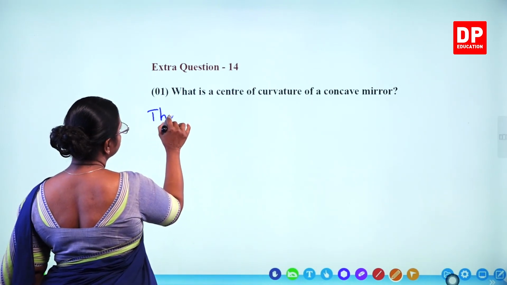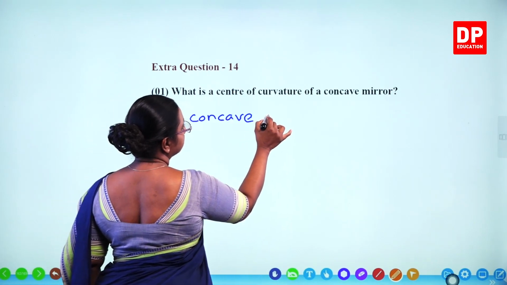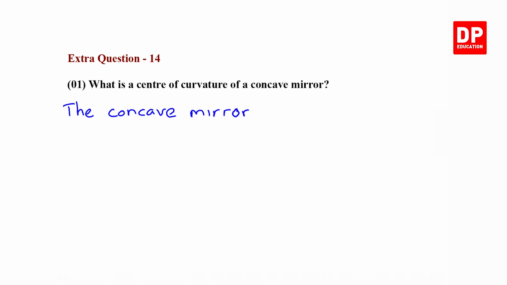The concave mirror is taken from a hypothetical sphere.